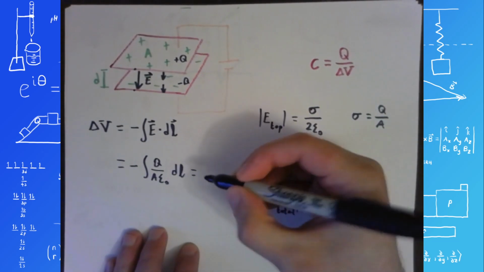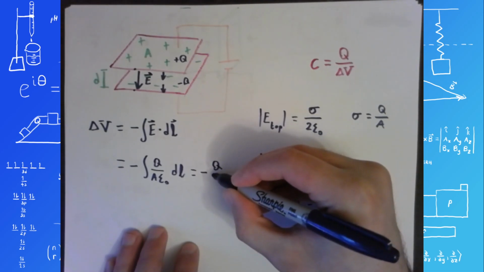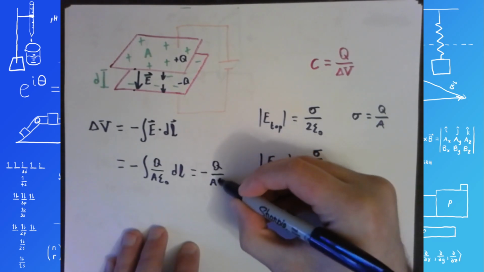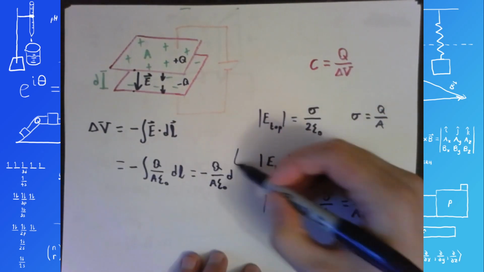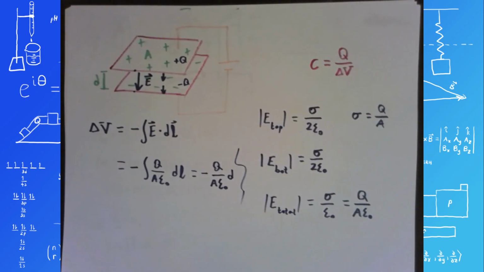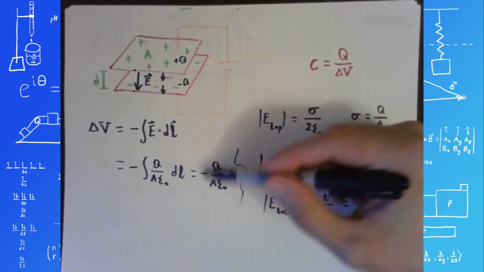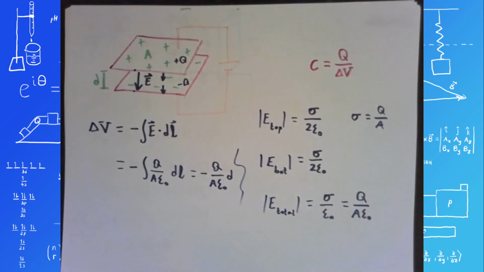So we're left with negative Q over A epsilon naught times D for our voltage. The negative tells us that the voltage at the bottom plate is this much less than the voltage at the top plate. But overall it's the magnitude of the difference that we care about for a capacitor, so that negative sign can be ignored.